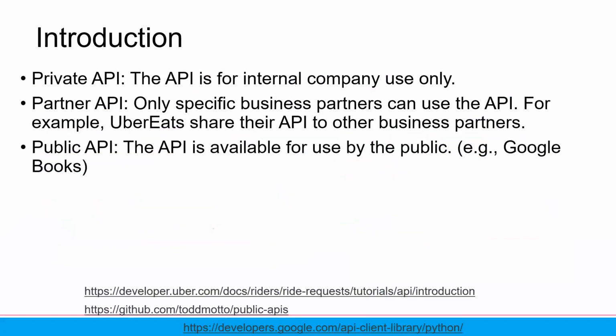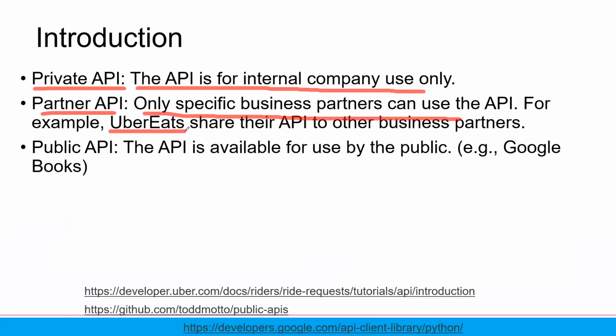And in the API itself, we can distinguish three parts. We can have the private API. The private API means the API is only for the internal company. You can have the partner API. The partner API is specifically only for business partners.